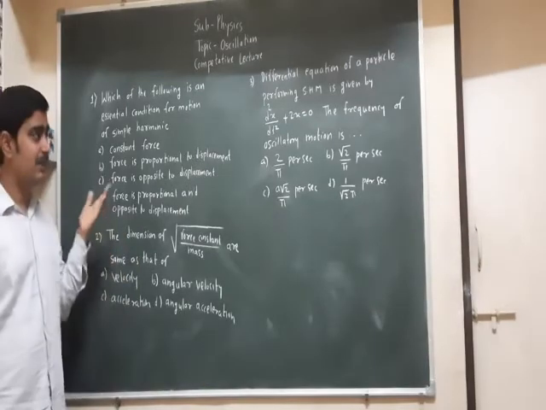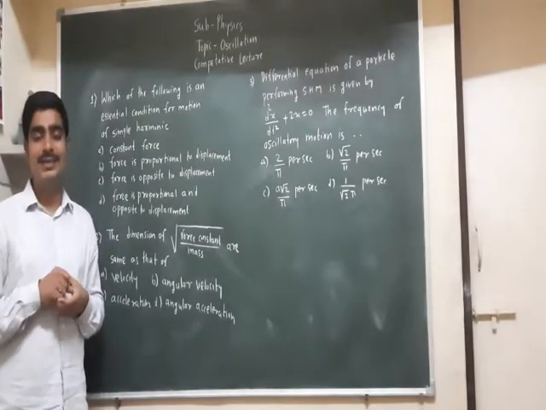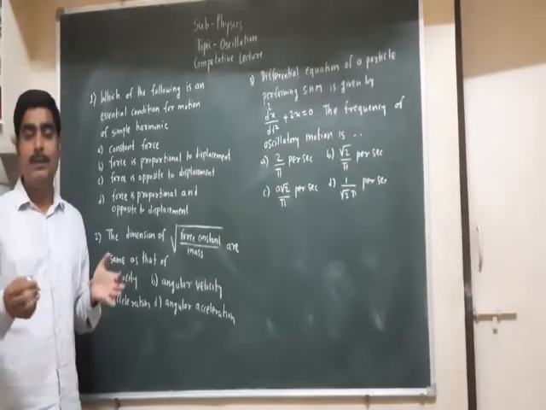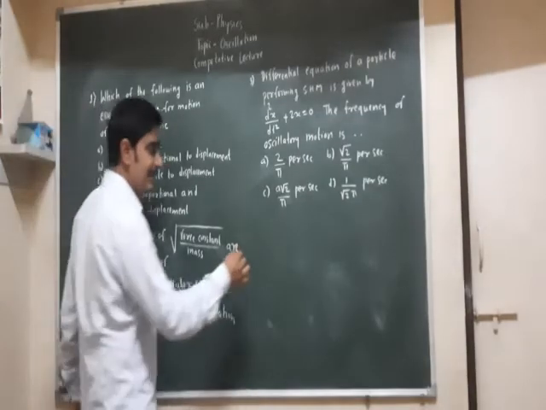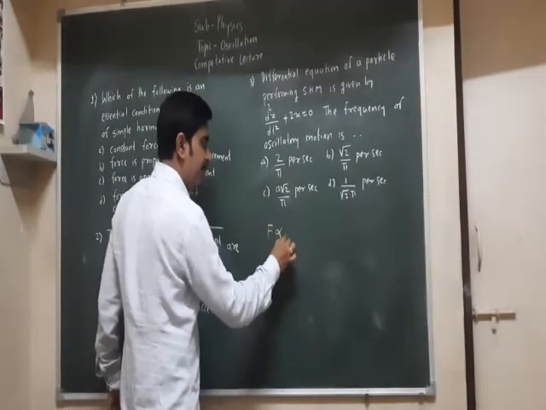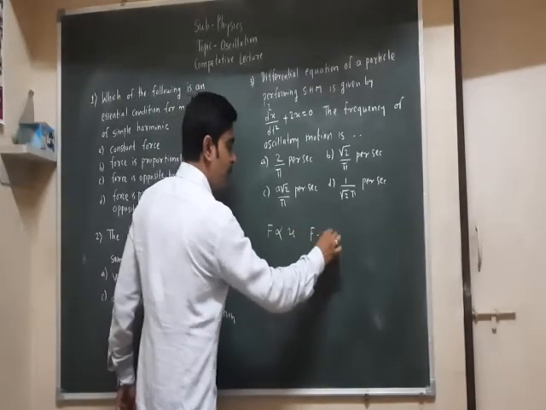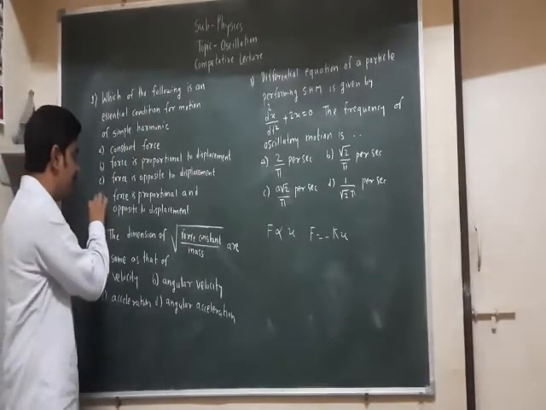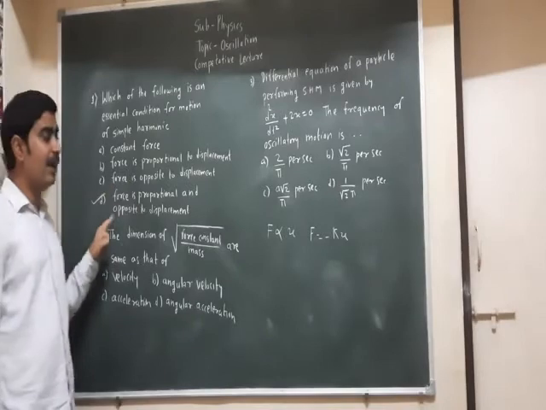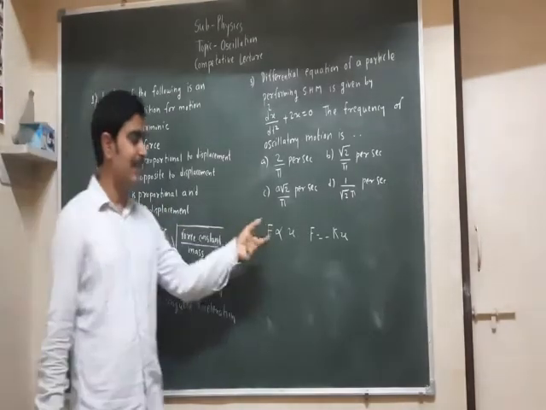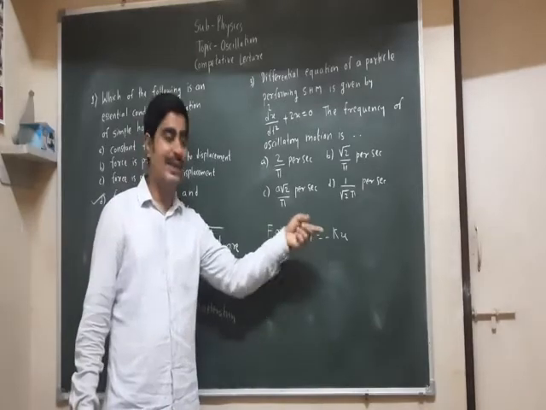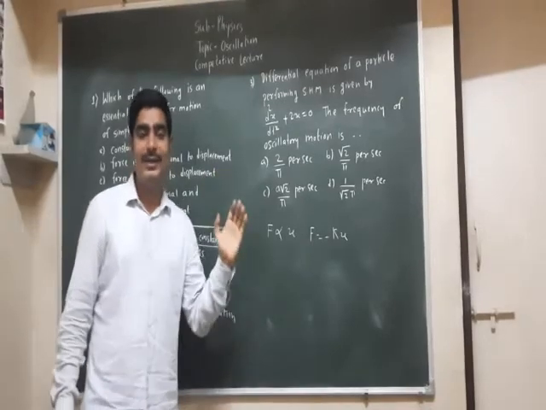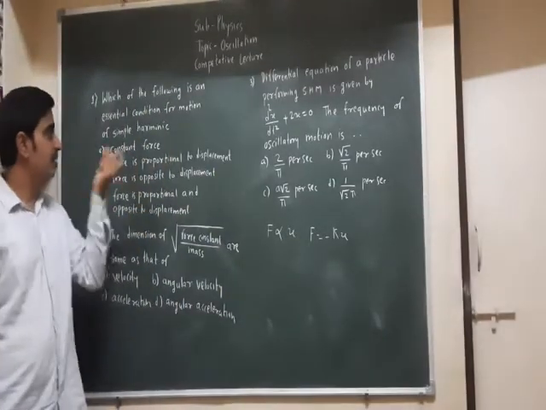While studying the theoretical part, we have seen that linear SHM is a periodic motion in which the restoring force is directly proportional to the displacement, but both are in opposite directions. Based on that, F is directly proportional to x, F is equal to minus k into x. So option D is correct, that the force is proportional and opposite to the displacement. The minus sign indicates that the force and displacement are in opposite directions. Okay, so this is the first question.